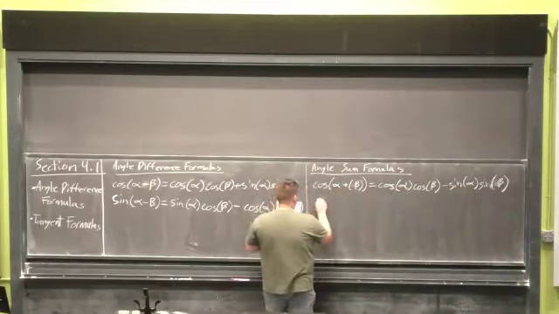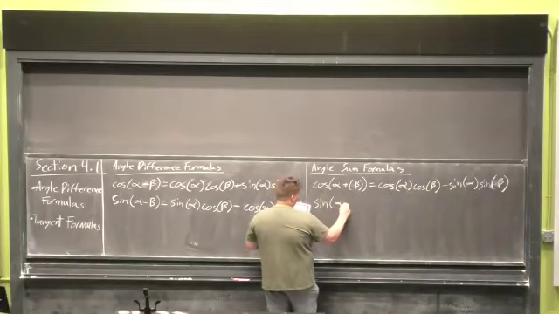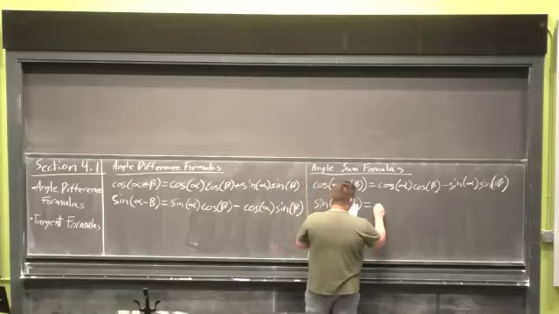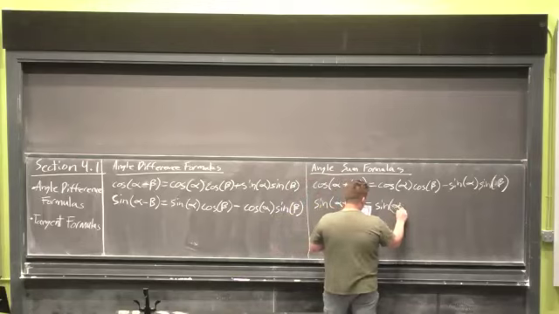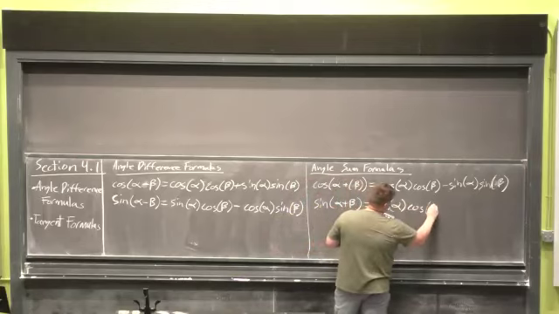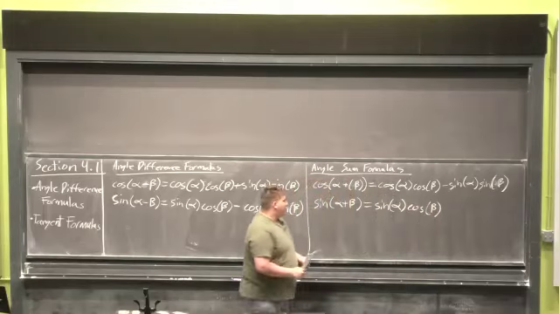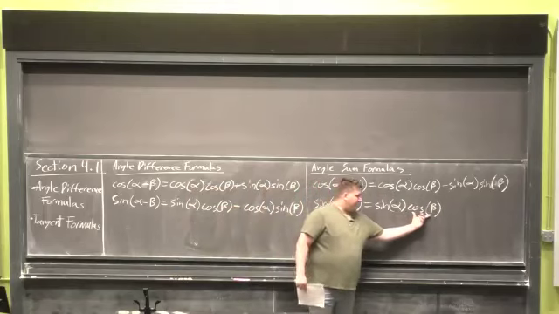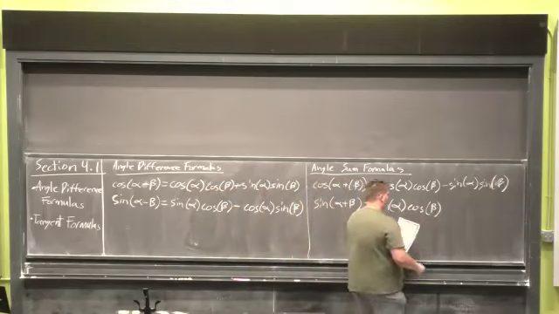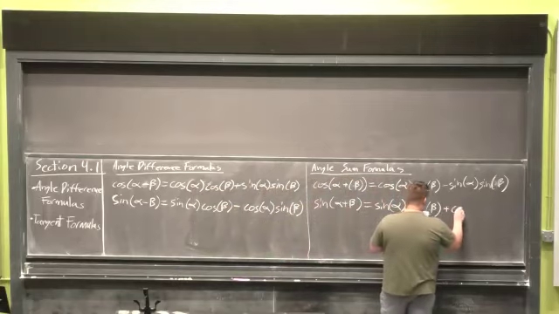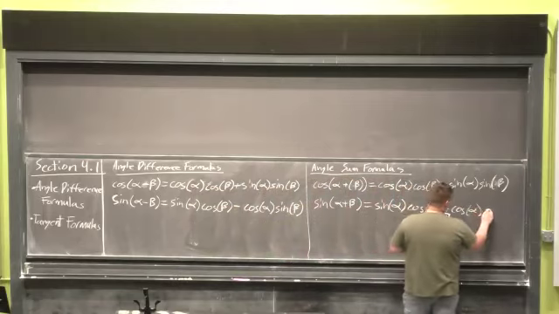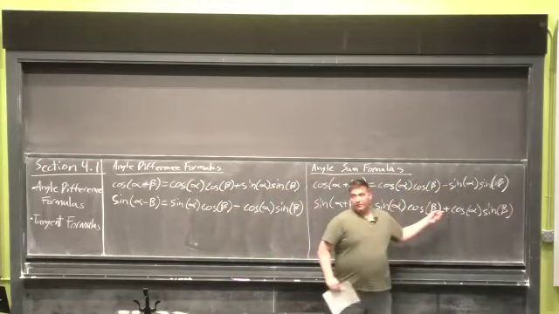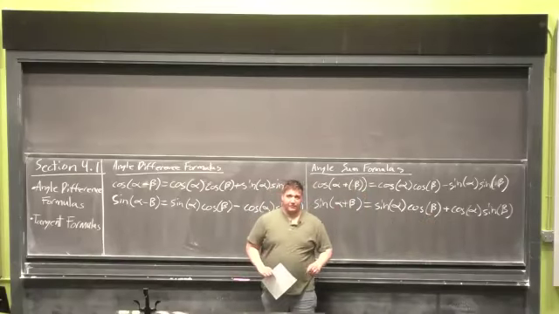In a similar fashion, we'll have sine of alpha plus beta is equal to sine of alpha cosine of beta. Again, think that if we had this negative beta, then this would just turn into positive beta. And we're going to now add cosine of alpha sine of beta, because I can take the negative to the outside, making this negative turn into a positive.